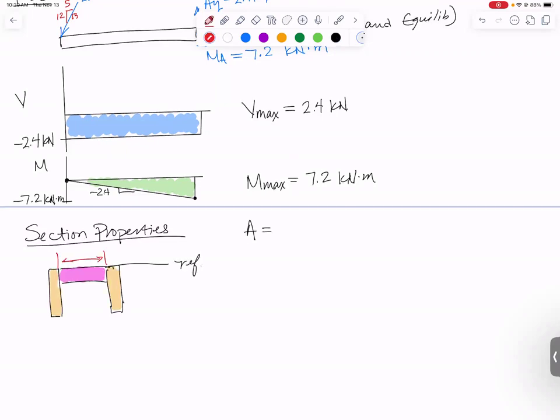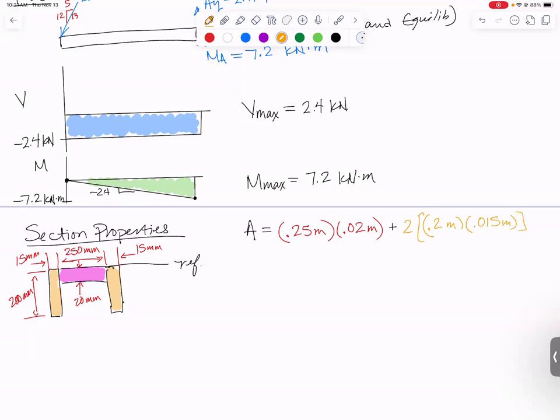Let's first find the area. This is 250 millimeters. These are both going to be 15. The orange ones have a height of 200 millimeters, and this little pink one has a width of 20 millimeters. The area of my pink one is going to be 250 millimeters, or 0.25 meters, times 20 millimeters, or 0.02 meters. Then we need to add to that the orange ones, and there are 2 of those. They are each 200 millimeters, or 0.2 meters, times 15 millimeters, or 0.015 meters. Multiplying that out, we get exactly 0.011 meters squared. So we have our area.